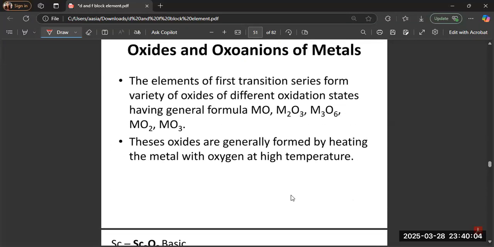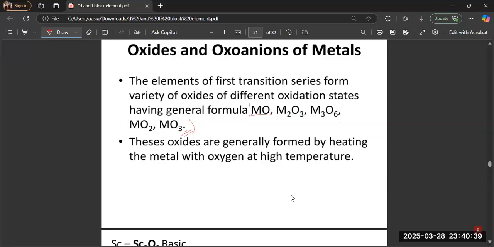Okay, now see the oxides and oxo anions of metals. The elements of the first transition series form a variety of oxides of different oxidation states, having the formulas MO, M2O3, M3O4, MO2, MO3. These are the general formulas of these oxides.